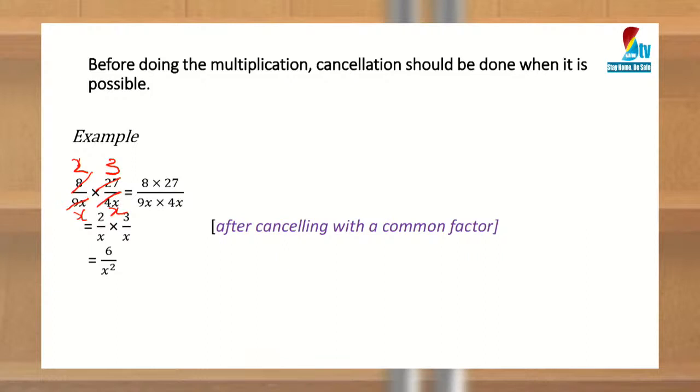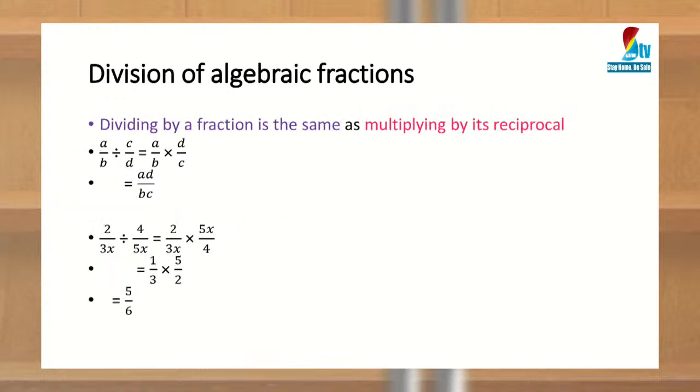Now I'm left with 2 times 3. 2 times 3 is going to give you 6. x times x, which is x squared. So our answer is in its simplest form.